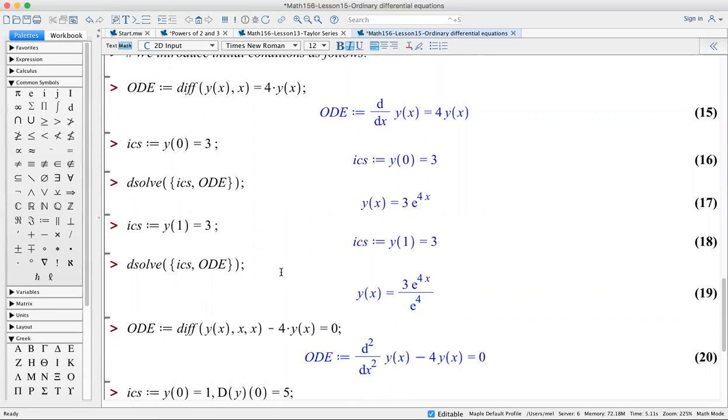And again, you can check. If you let x equal 1, I get 3e to the 4th over e to the 4th. The e to the 4ths cancel, and you're left with 3.